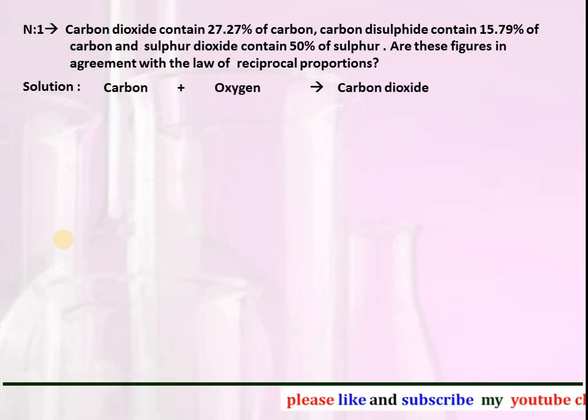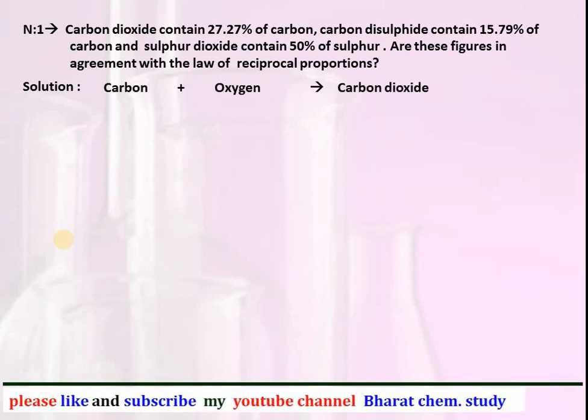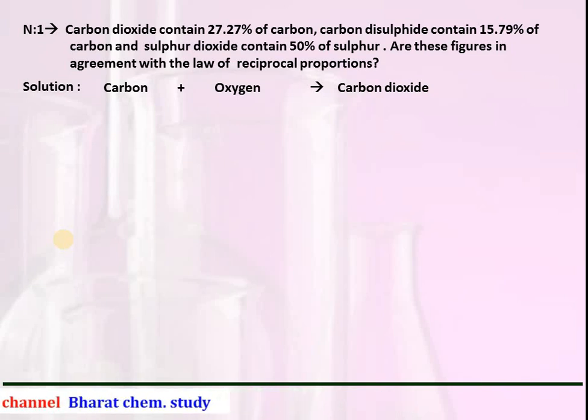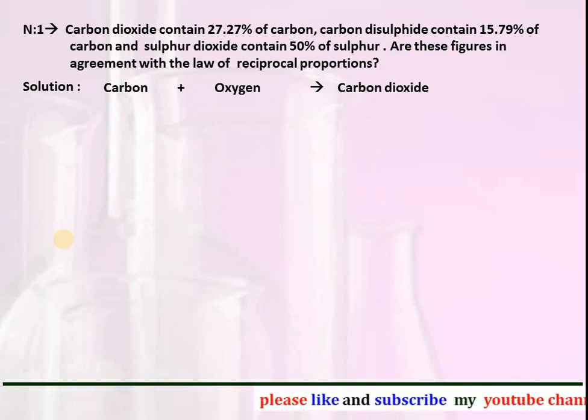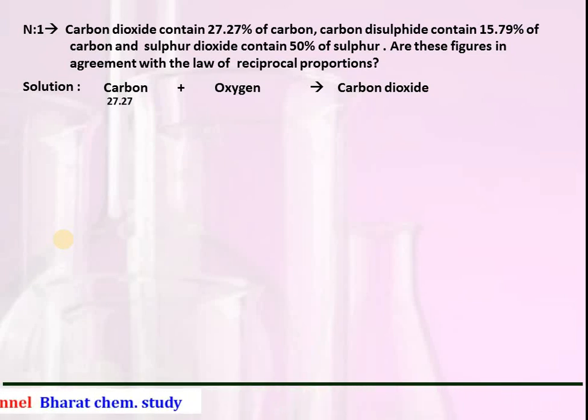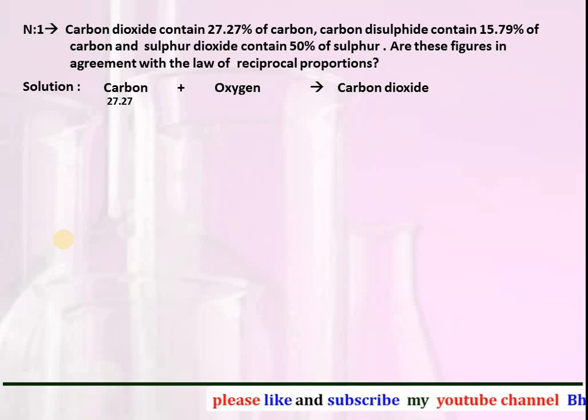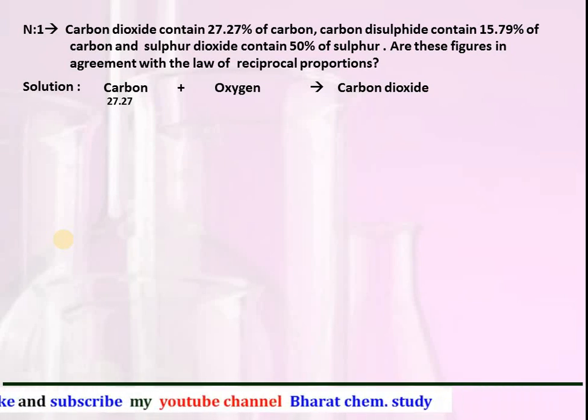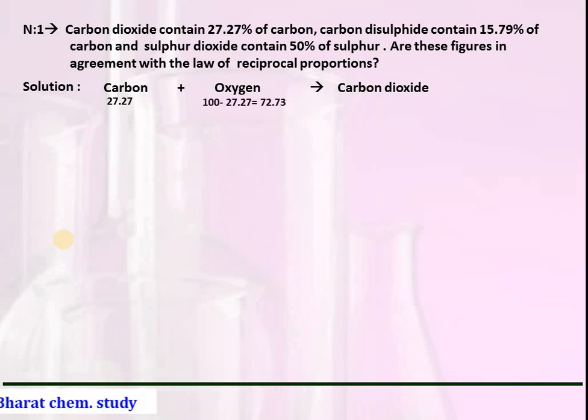So in carbon dioxide, carbon and oxygen combine to give carbon dioxide, and the percentage of carbon is given as 27.27 grams. So the total mass of the carbon dioxide is taken as 100. The weight of carbon comes to be 27.27, and to calculate the weight of oxygen, we can subtract 27.27 from the weight of carbon dioxide, that is 100, and the value comes to be 72.73%.